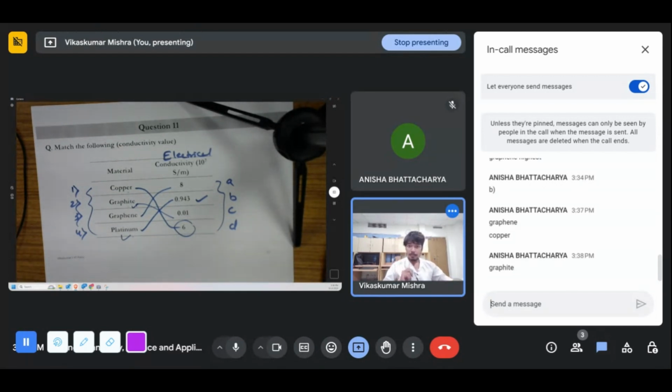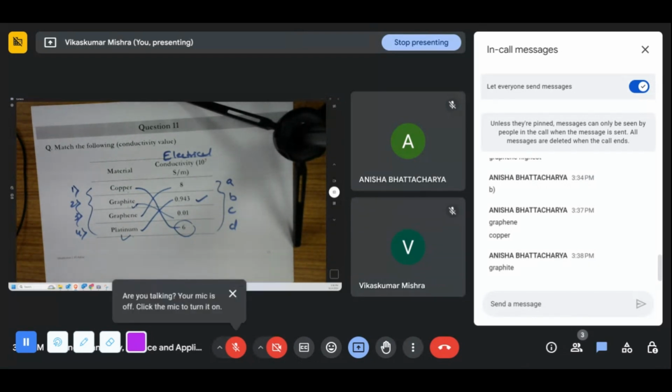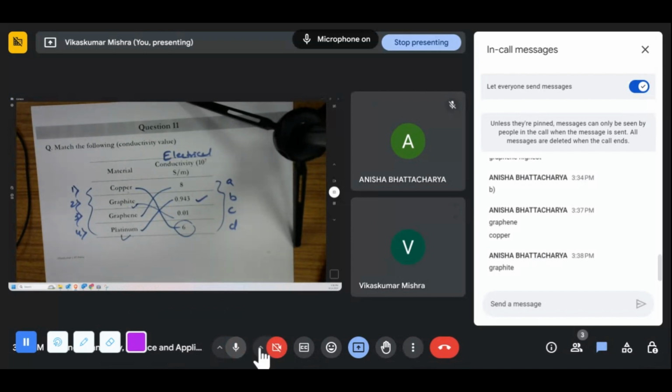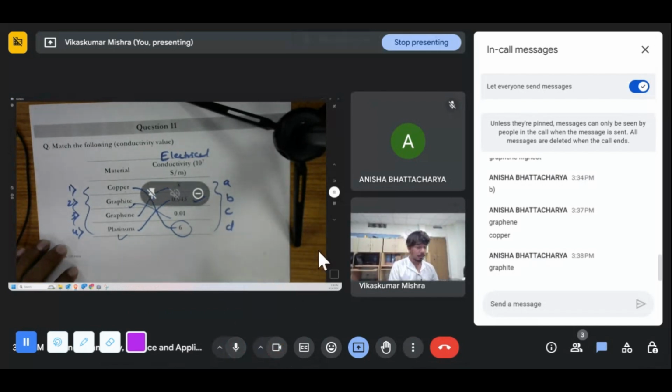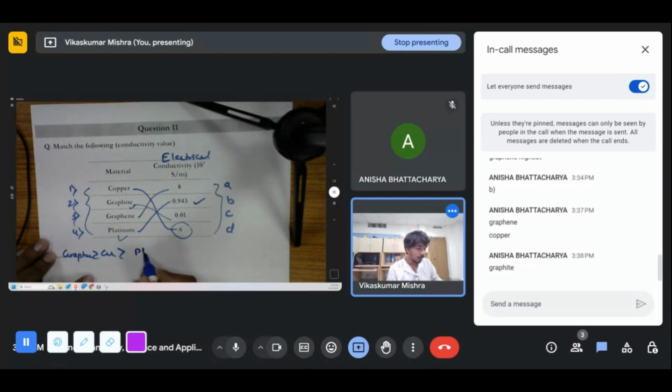Okay. Just a minute, guys. Okay. Between the platinum and graphite, which was the one? Platinum. Platinum was the highest one. Okay, so we got the order: first is graphene, then the copper, then the platinum, and then the graphite.